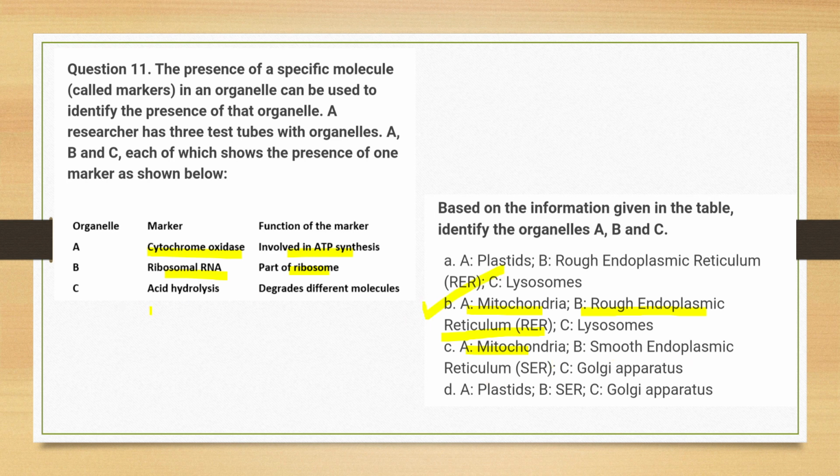Now acid hydrolases are found in our lysosomes. Lysosome contains 40 to 50 types of acid hydrolases. So organelle C will be lysosome. So the correct answer is option B.